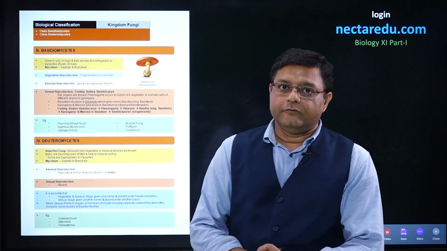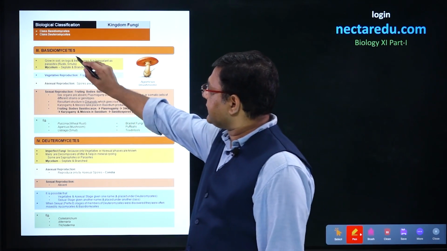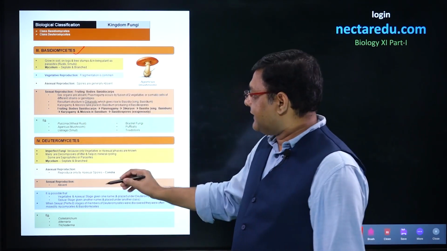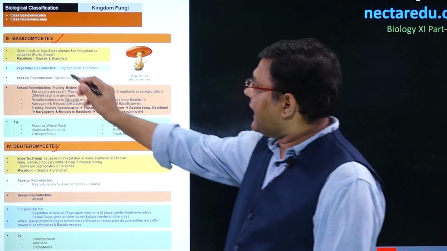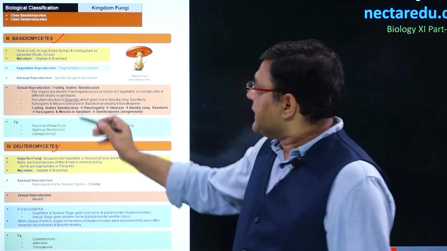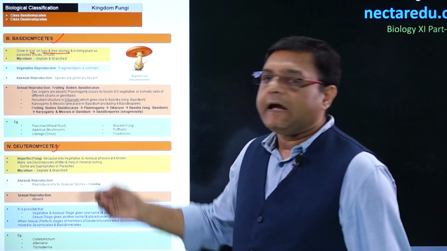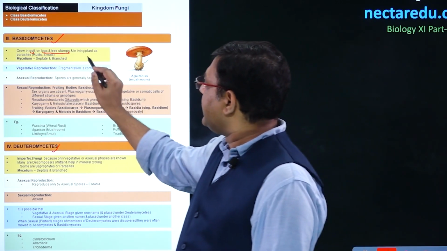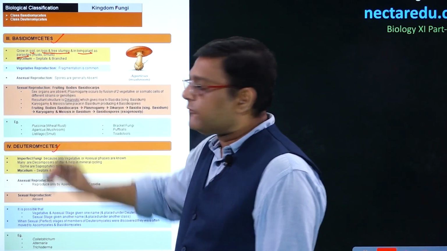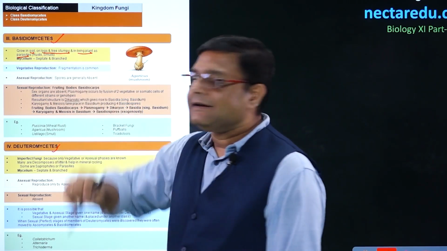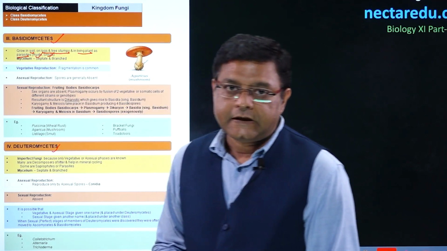In this particular video, we will look into the two classes of kingdom fungi. The first is the Basidiomycetes and the second we will talk about is Deuteromycetes. Talking about the habitat of Basidiomycetes, these grow in soil, on logs and tree stumps, and these are also present in living plants as parasites. The famous examples of parasites present in Basidiomycetes are the rusts and the smuts.